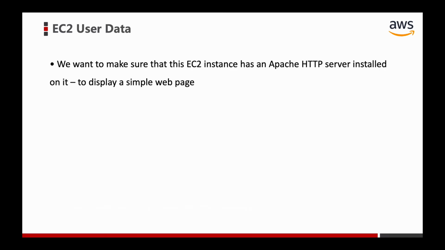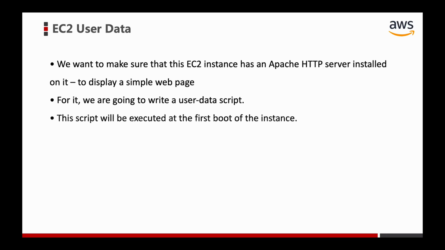So in our case, we want to make sure that this EC2 instance has an Apache HTTP server installed on it, and it is used to display a simple web page. For it, we are going to write a user data script. This script will be executed at the first boot of the instance.